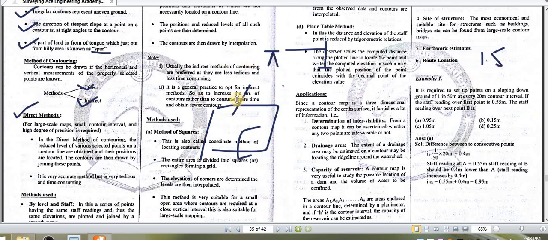So this is very time consuming. You will have to check the whole area. So this is not a very easy method. This method is not adopted because in such a large area, it is almost impossible to select points where the 1.5 reading will be coming. So it is very difficult, and therefore the direct method is not generally adopted.